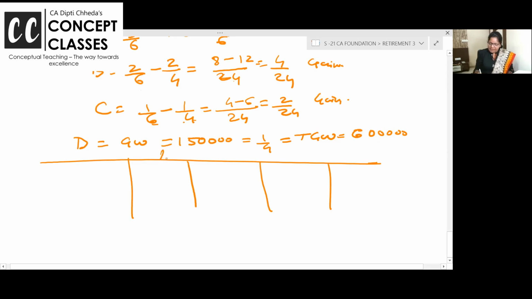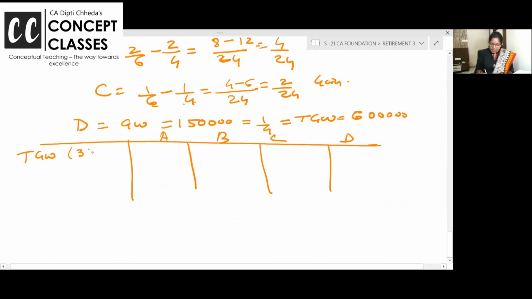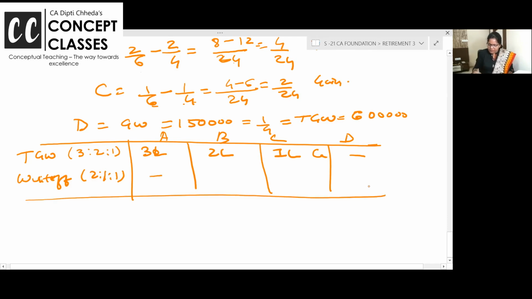Prepare the table, please. A, B, C, D. And it's on the same date, admission and retirement. So you can raise the goodwill in old ratio, 3:2:1. 3 lakh, 2 lakh, 1 lakh. Credit. Now write off. New ratio, 2:1:1. Write off in the new ratio.